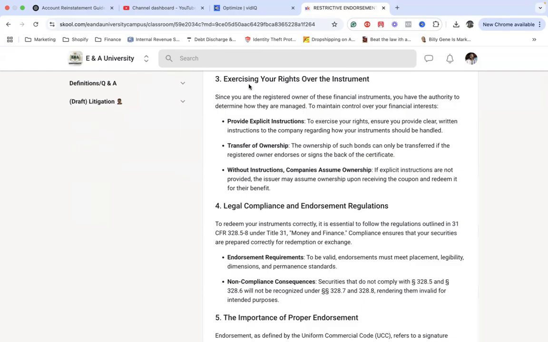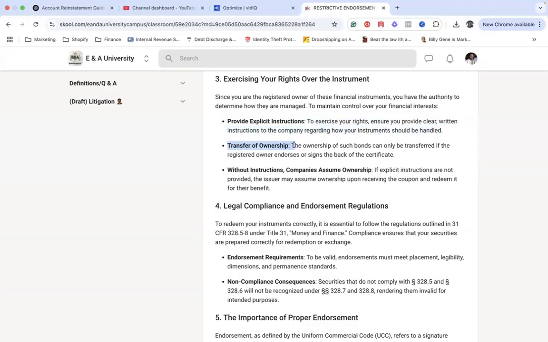All right. So when you're exercising your rights over the instrument, since you are the registered owner of the financial instrument, you have the authority to determine how they are managed. So to control your financial instruments, you want to provide explicit instructions. In order to successfully exercise this, guys, you have to be very clear and give written instruction on what they need to do in this particular case, right? I'll be providing you with the letter templates that I have with the instructions that I'm using, right?